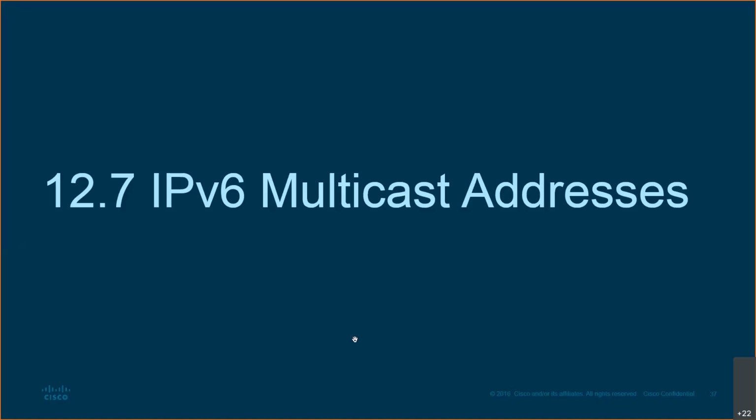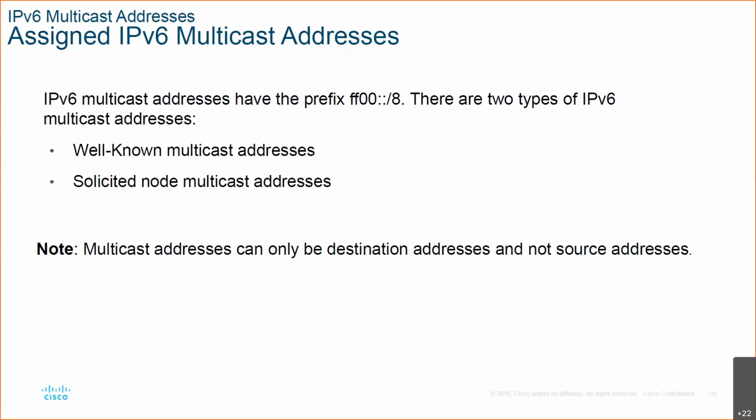Multicast address for IP version 6. An IP version 6 multicast address will have a special prefix, and that prefix consists of /8. That means 8 bits for network and 120 bits for the host. So there are two types: one is the well-known multicast address and the other is the solicited node multicast address.